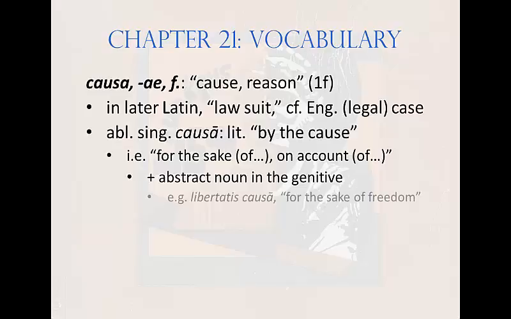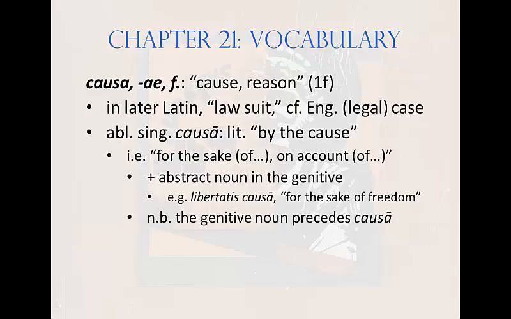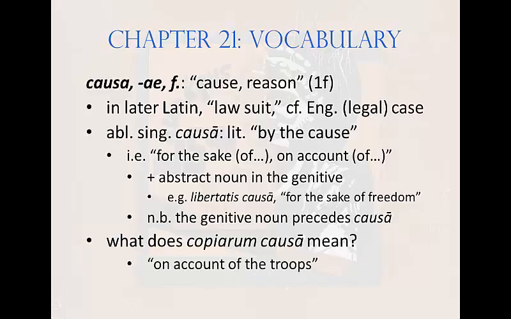For example, libertatis causa, meaning for the sake of freedom. Note that the genitive noun typically precedes causa. It doesn't follow it, making it one of the relatively few examples in which word order matters in Latin. So what does copiarum causa mean? Good. On account of, or for the sake of, the troops.